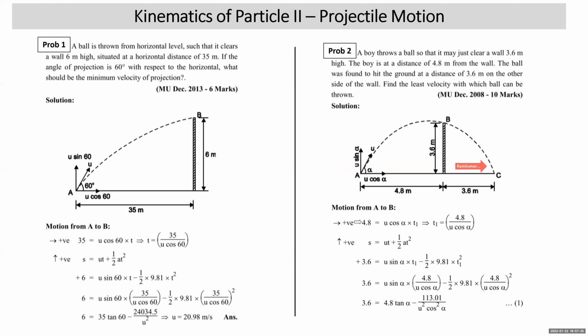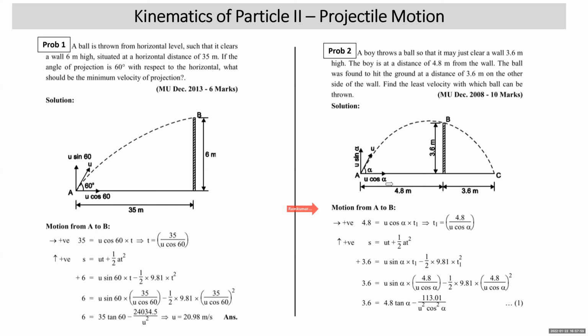So here you will have to write the equations of motion from A to B and then from A to C. We never write it from B to C because B is not the point of projection. Equations of motion are always written with respect to the point of projection. So what is the point of projection here? A. So we write motion from A to B. Initially we write the horizontal motion. Horizontal displacement between A and B is 4.8, equal to u cos alpha, the horizontal component of velocity, into time t1. So t1 is 4.8 upon u cos alpha.